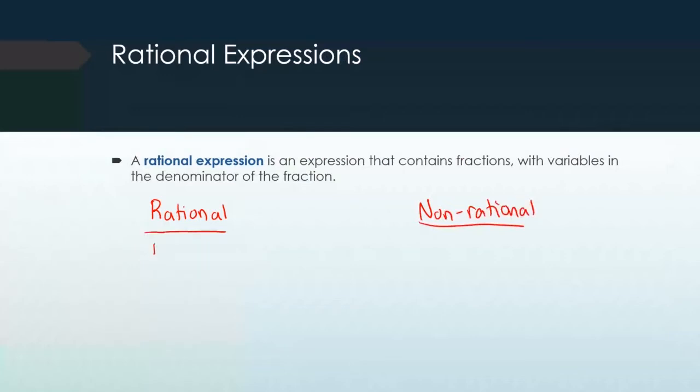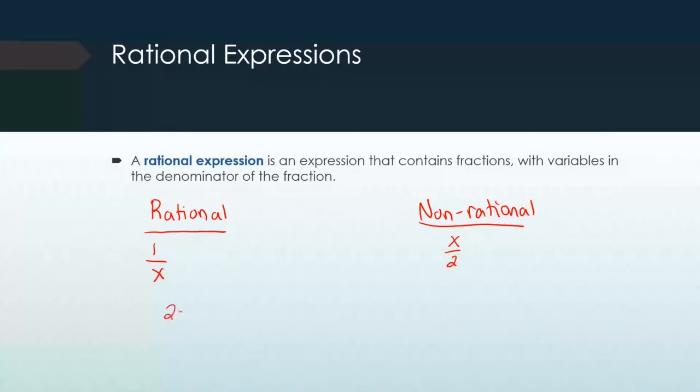So a rational expression would be something like 1 over x. There's a variable in the denominator. Something non-rational would be like x over 2, because the denominator is an actual number, not a variable. So the key is that there are variables in the denominator, and that's what makes it a rational expression. We can also have variables in the numerator as well.